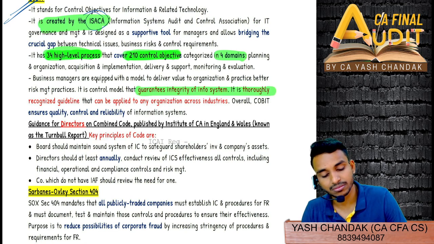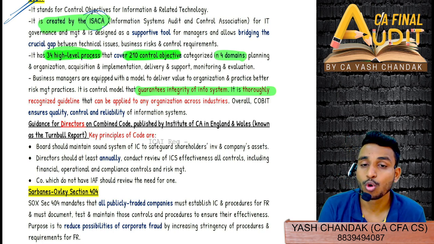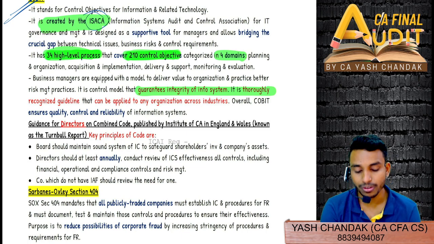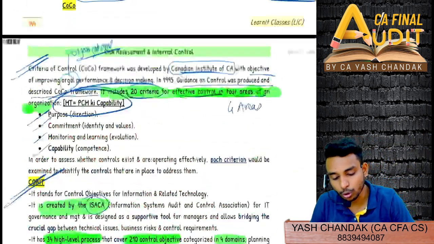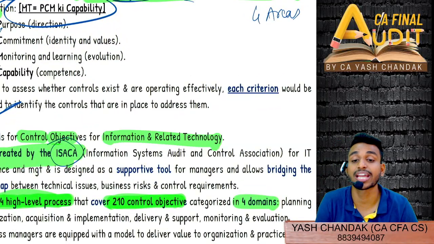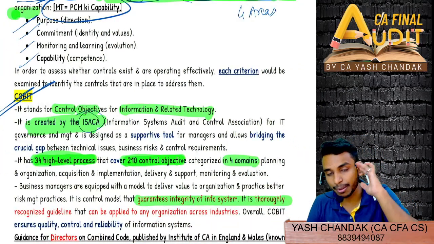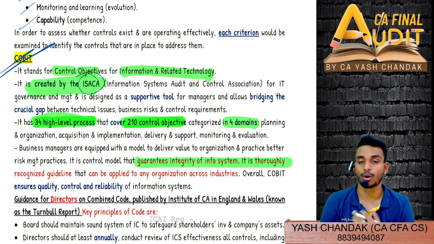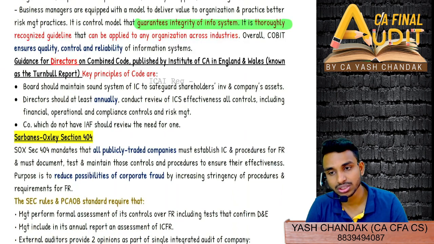And mark the objective: it guarantees the integrity of the information system. So that is important. What does COBIT have a focus on? COBIT's focus is improving the integrity of the information system, automation. What is the full form of COBIT? Control Objectives for Information and Related Technology. So it is more or less focused on technology. Just remember the COBIT objective, or even learn the full form, Control Objectives for Information and Related Technology.